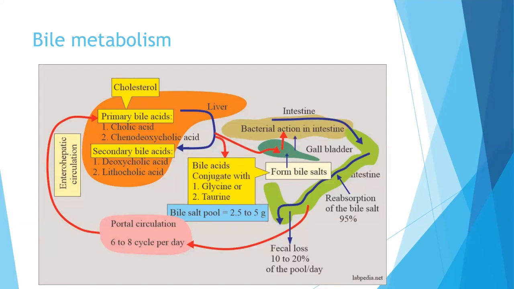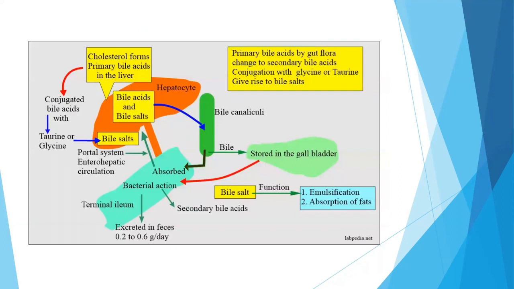Very simple one. So again, this is the same one, but that's another picture. Cholesterol forms the primary bile acids in the liver, and then it is conjugated to form bile salts, and after that it goes to the bile canaliculi and is stored in the gallbladder, and then it is secreted into the intestine, and then there is the bacterial action which breaks it down, and it gets excreted in the feces.